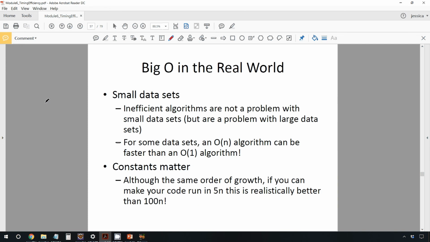Now, one last word about big O in the real world. We are obviously talking about theoretically figuring out the efficiency of an algorithm, and that is critically important. But there are two things to keep in mind. For small data sets, inefficient algorithms are actually okay. If you have an inefficient algorithm, but you know your data set is always going to be small, then maybe you can use that inefficient algorithm.